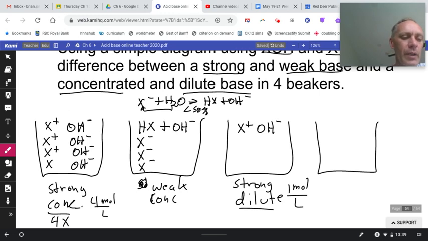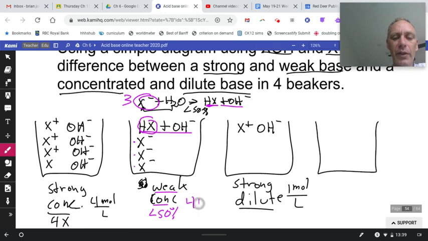So just to review that one, it's a little trickier. One of the molecules reacted and made HX and OH minus. 3 of them did not. They just stayed in their original form because they're weak. Less than 50% react. However, it is concentrated. We did start off with 4 moles per liter of X minus, our weak base. Only one of the 4 reacted.